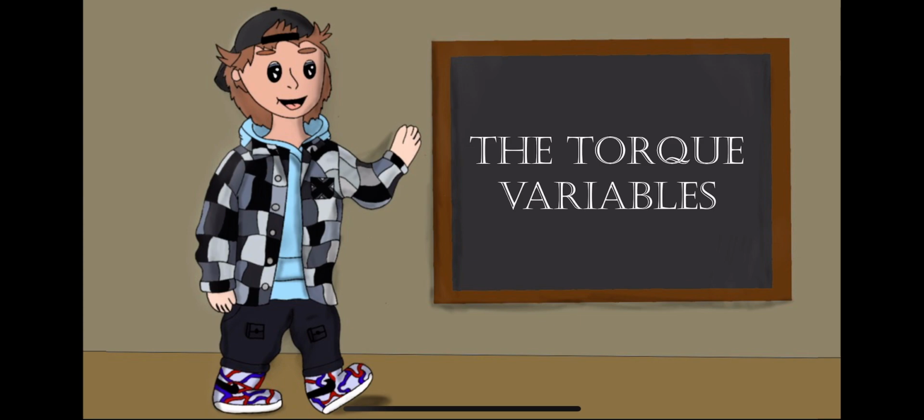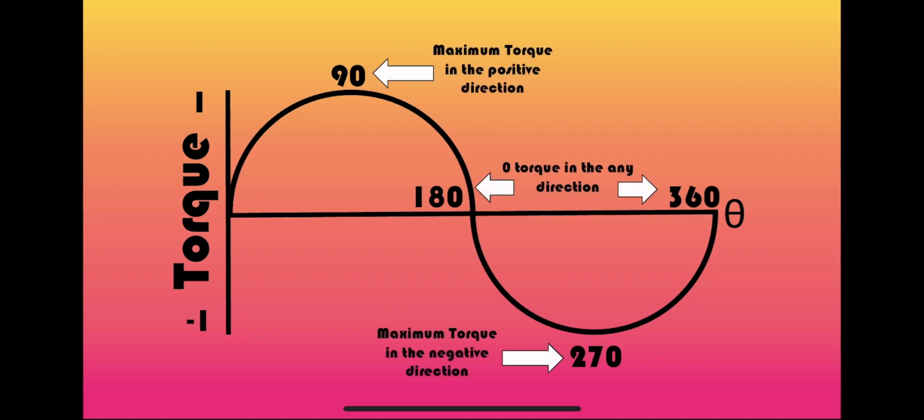A force can be applied at a variety of different angles. To understand this better, let's look at a sine curve. On this graph, we can assume that the radius and the amount of force that is being applied is constant. We can also say that the vertical axis represents torque and the horizontal axis represents the different angles that the force can be applied. You can clearly see on the sine curve that a force applied at a 90-degree angle will cause the greatest amount of torque in the positive direction, and a force applied at a 270-degree angle will cause the most amount of torque in the negative direction.